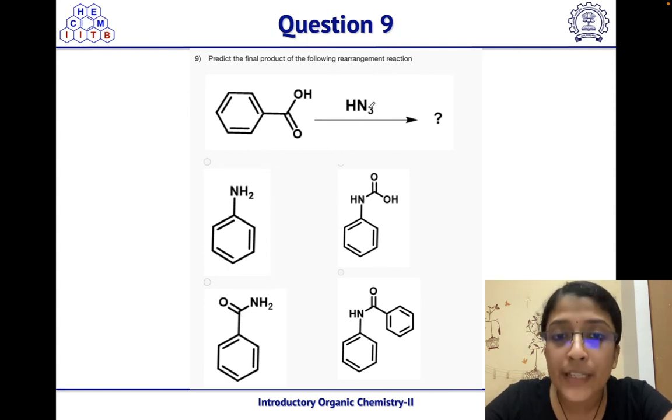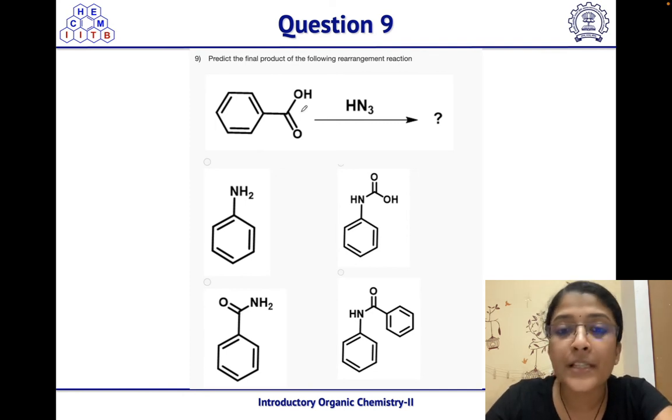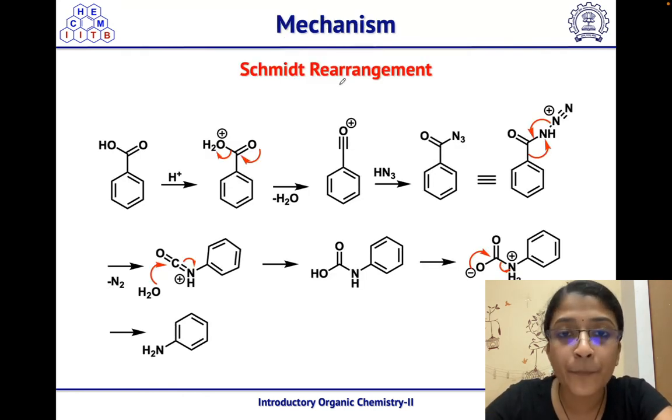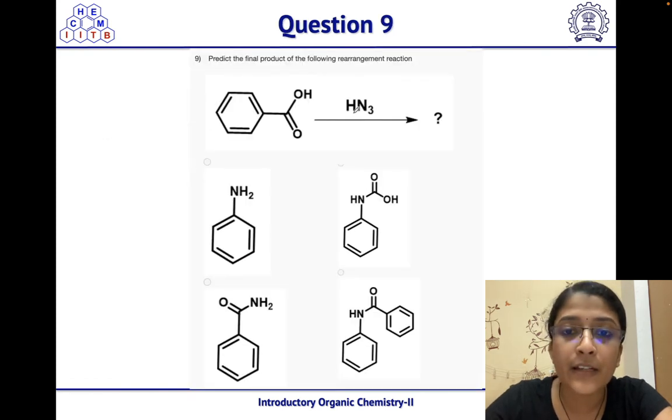It will undergo a rearrangement reaction. It is a famous named reaction. So this reaction, we will see the mechanism. It is called a Schmidt rearrangement. So in the presence of an acid, we have given HN3, and a proton source will also be there.